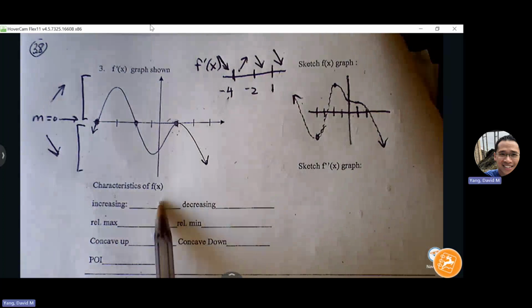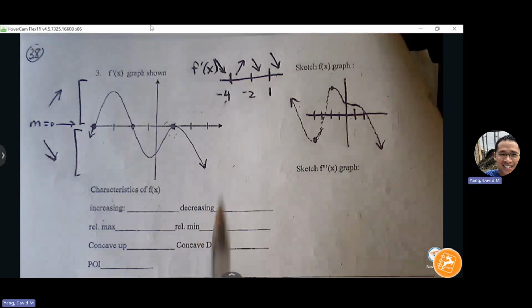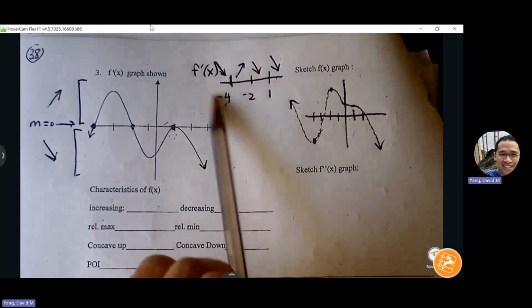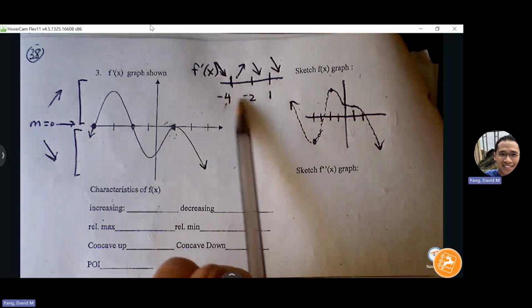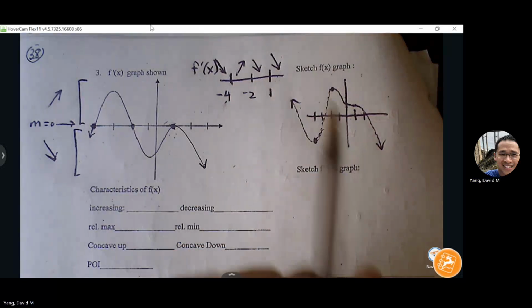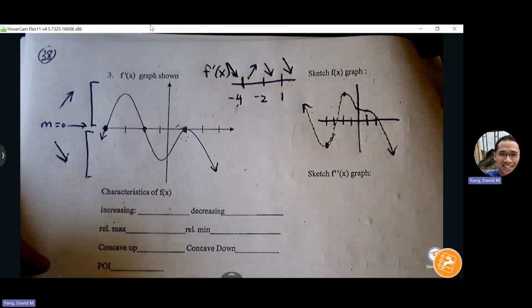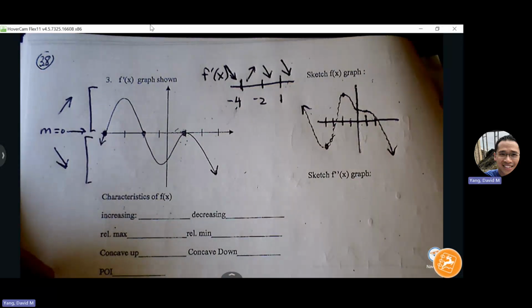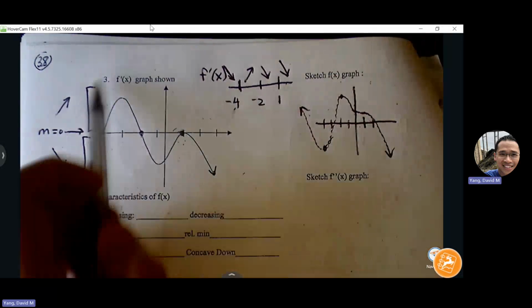So if I ask you for increase, decrease, relative max, relative min, just look at your sign line. Your sign line will answer everything for you. Now we can also answer questions about the concavity of the original function. We're not going to look at this. We're going to look at the slope sign line.